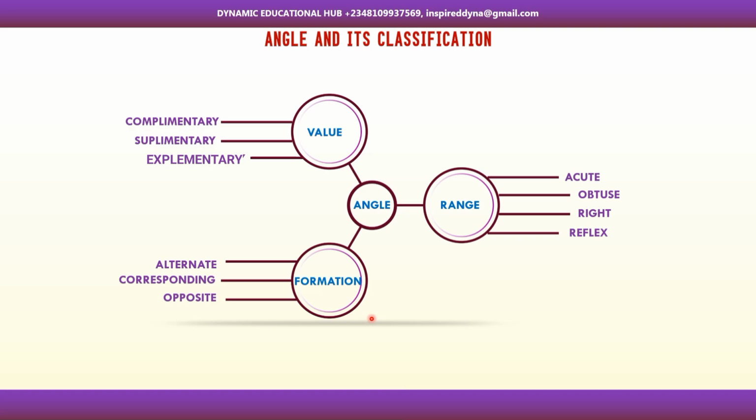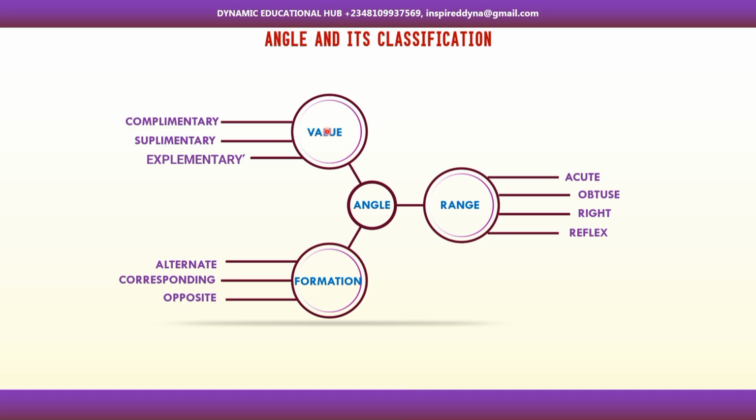Angle has many classifications, so I grouped classification of angle into 3 categories: value, formation, and range. I'm going to start with range. Now, classification of angle according to range. Range simply means when we look at the highest value of angle and the lowest value of angle, the span of angle. So we can classify angle into 4 categories: acute, obtuse, right, and reflex, when we look at the size, the range of angle.